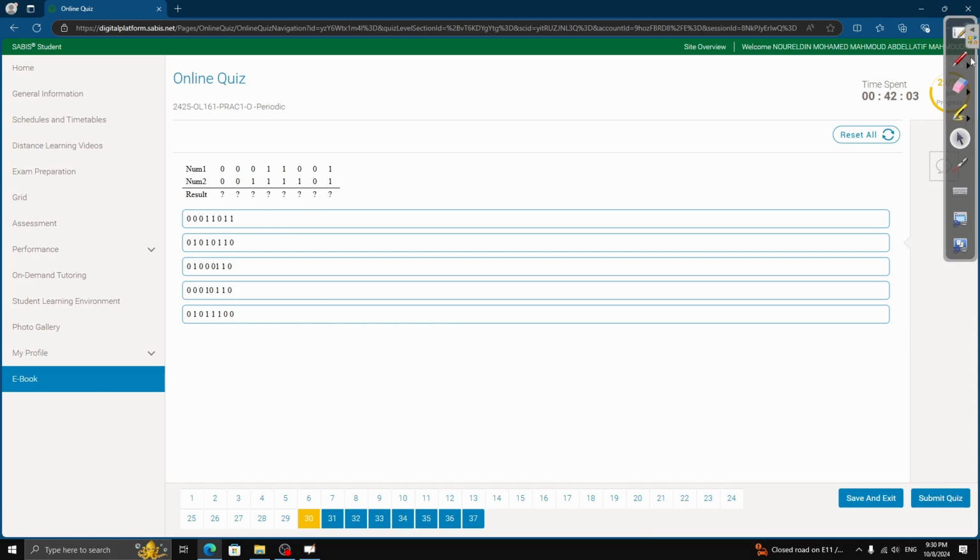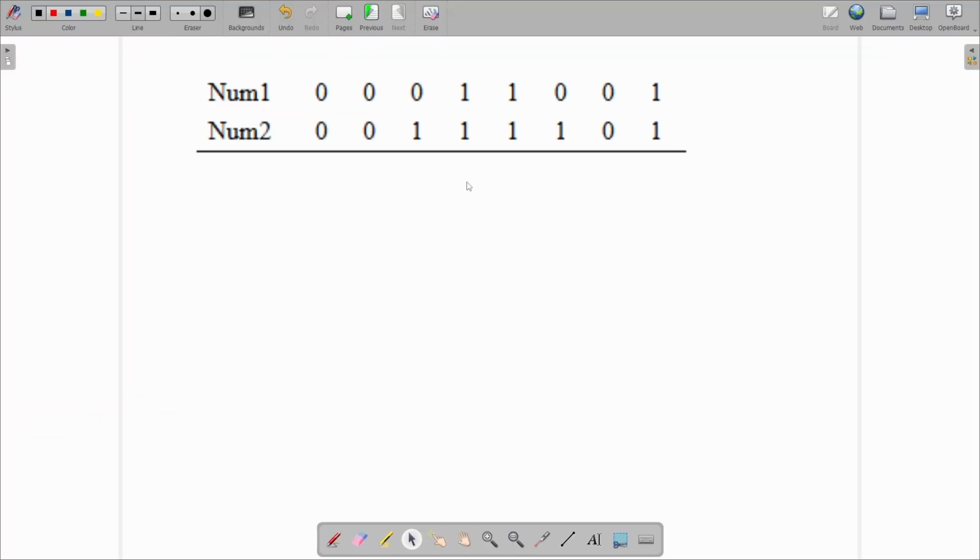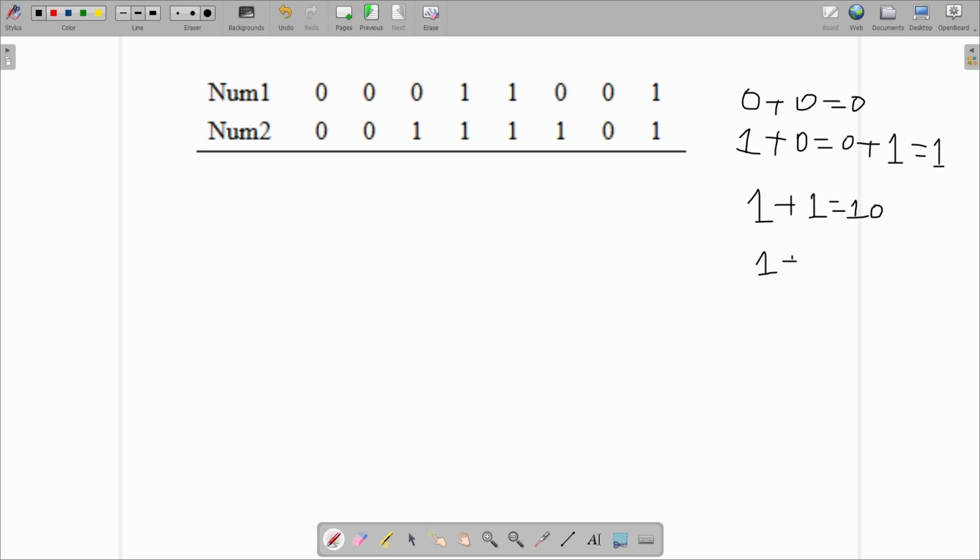This one is basically just simple addition. Before continuing on, you need to know that there are 4 rules to addition in binary. 0 plus 0 is obviously equal to 0. 1 plus 0 or 0 plus 1 is equal to 1. 1 plus 1 is equal to 1, 0. And finally, 1 plus 1 plus 1 equals 1, 1. And please do not read this as 10 or 11. Knowing this, you can just continue.